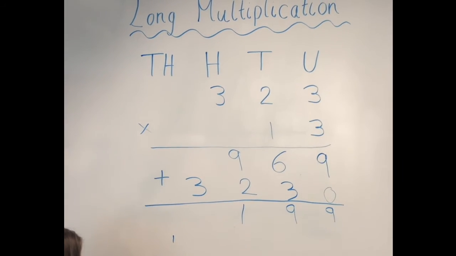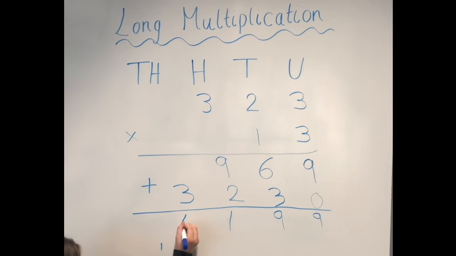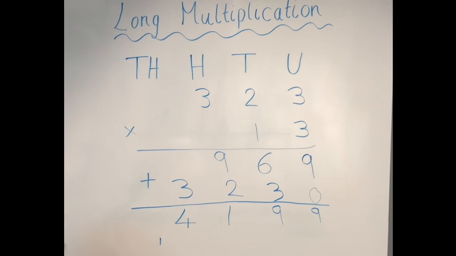And then we would do 3,000 add 1,000, which is 4,000. But because we're in the thousands column, we'd only need to write 4. And this is your final answer.